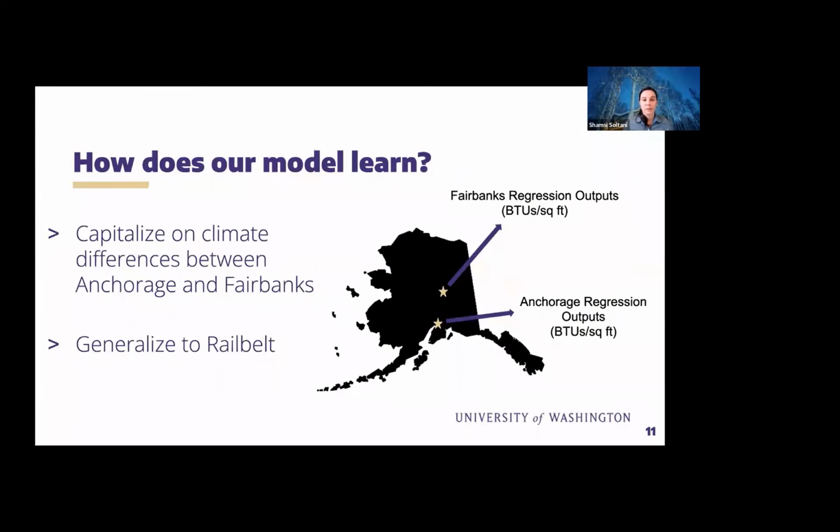So how does our model learn? What we do is capitalize on the climate differences between those two cities, which as you can see are in different regions of Alaska. And then we generalize to the Rail Belt that has all sorts of different climate variation.